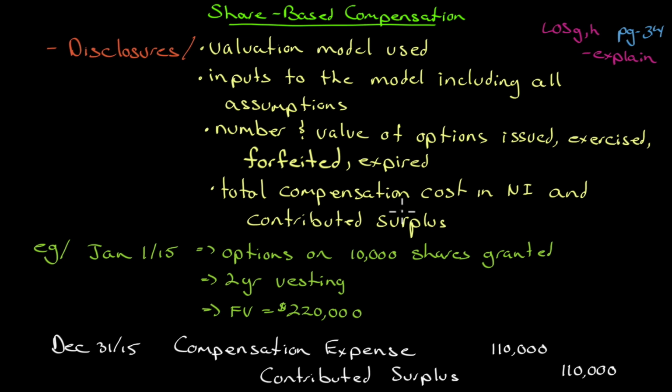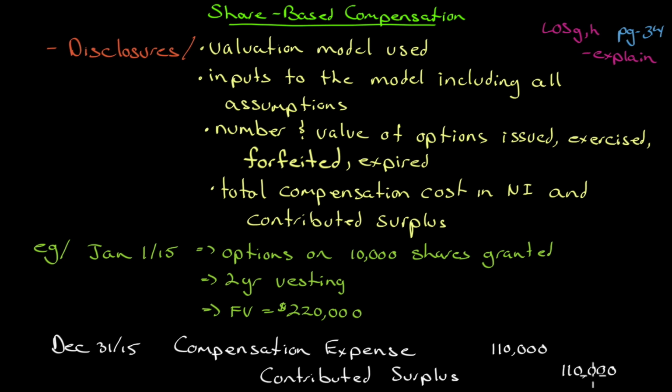Let's say on January 1st, 2015, options on 10,000 shares are granted with 2-year vesting, and the options have a fair value as of January 1st of 220,000. What would be the accounting transaction for that? Well, compensation expense would show 110 right away. We get that, right? There's the 110. Contributed surplus has the other 110. Sorry, not the other 110. The other side of the transaction would go to contributed surplus. So you have a debit to compensation expense. Your credit entry is to contributed surplus. So when we look for disclosures, the total compensation cost in net income and contributed surplus, there it is right there. So we can see that it's in contributed surplus.